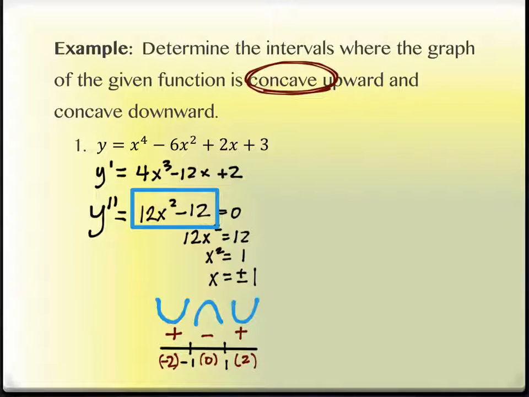But right now, our question simply asked us to determine where it's concave up and concave down. So let's do that. So the positives are the concave ups. So where is it concave up?